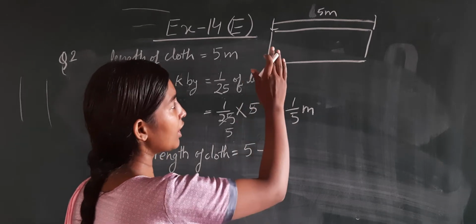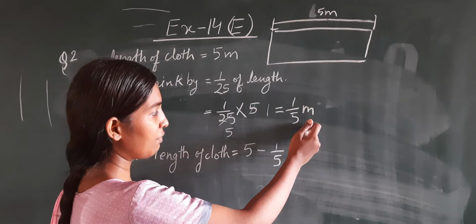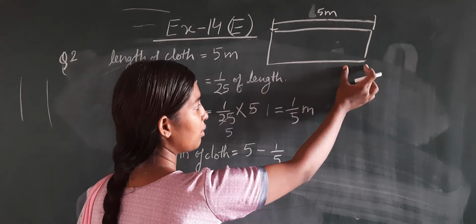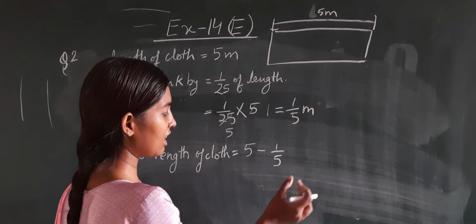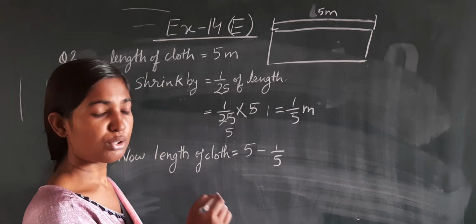ठीक है, पूरे क्लॉथ की लेंथ है 5 मीटर, इस 5 मीटर में से 1/5 लेंथ इसकी कम हो गई, तो हम इतनी सी लेंथ को डिक्रीज कर देंगे, माइनस कर देंगे फ्रॉम द टोटल लेंथ. So 5 minus 1/5. Simple. Now you will take the LCM. How will you take the LCM?